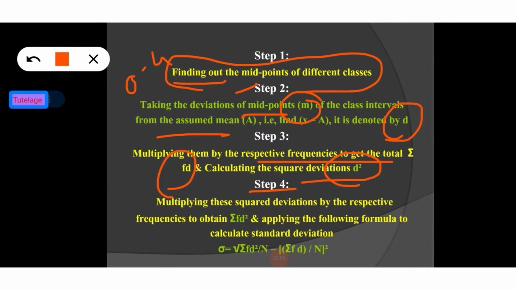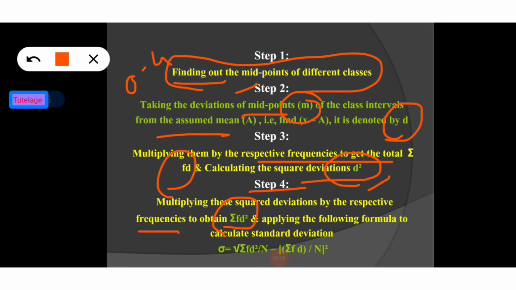Okay, so now going to step 4, we have to multiply this square deviation by the respective frequencies to obtain the summation fd square. So we have the value of d square, and in step 4 we multiply the square deviation value by their frequencies, and we get the total of all the fd square values. So that means we have to get summation fd square.